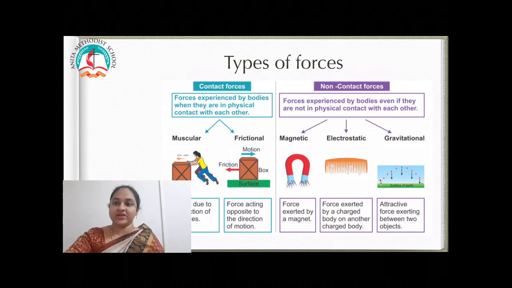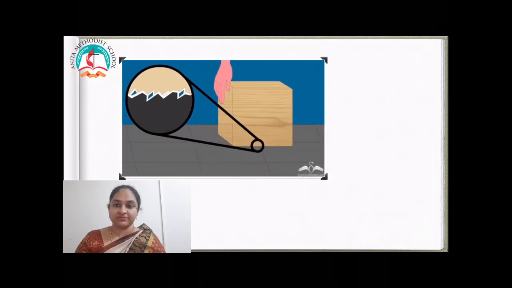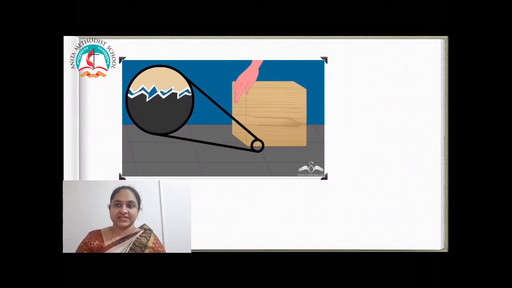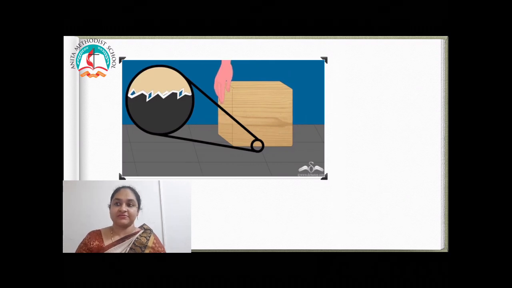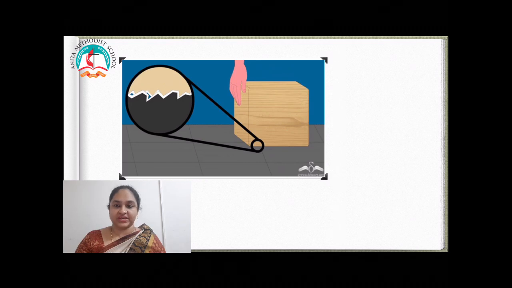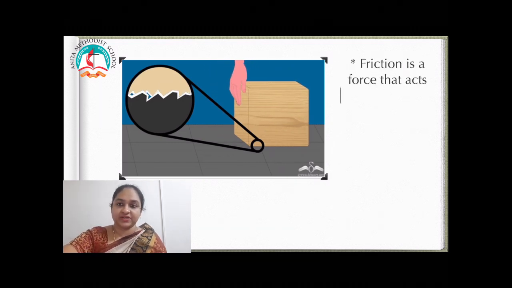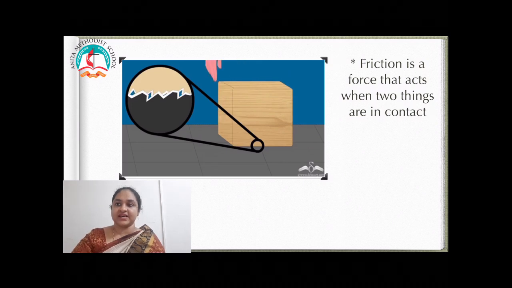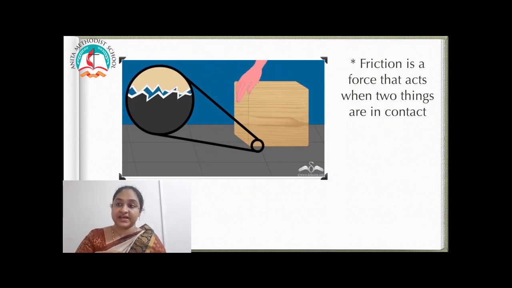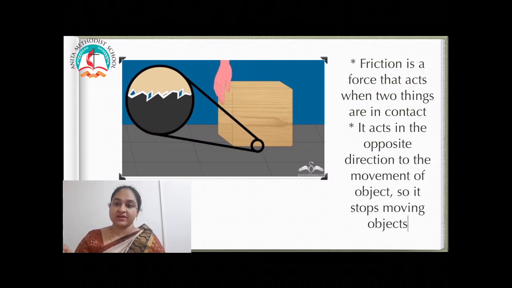See in this picture, a person is trying to push a box on the floor, but it isn't smooth. What's happening? The friction acts on the two things. Friction is a force that acts when two things are in contact, and it acts in the opposite direction of the object, so it stops moving objects.